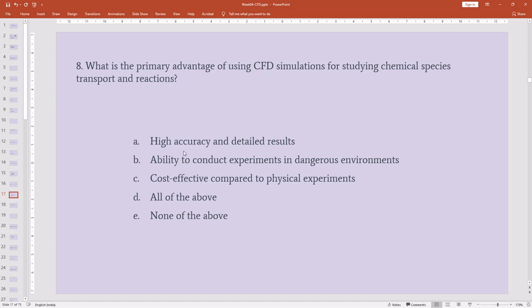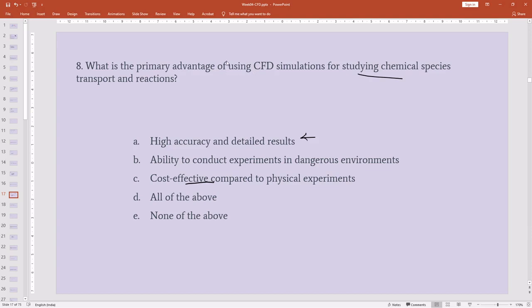Yes, you are right. It is cost effective, since you don't have to go to the actual site for studying chemical species. But compared to the other options, high accuracy is debatable for CFD, and detailed results are not possible, so we are limited in the range of results. As for conducting experiments in dangerous environments, the unpredictability of a dangerous environment is something we can't model into any CFD simulation.